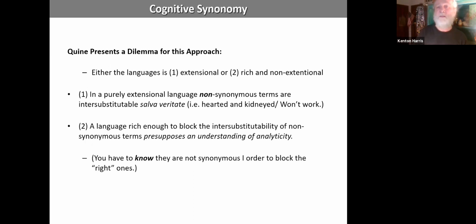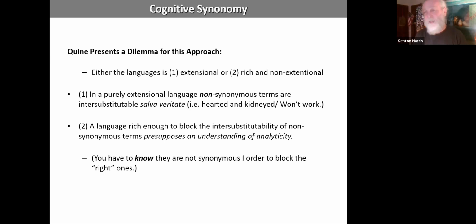But Quine presents a dilemma for this approach. Either the languages are extensional, or they're rich and then non-extensional. In a purely extensional language, non-synonymous terms are substitutable salve veritate, right? So remember we talked about the fact that if all we're talking about is the reference class of the thing, and we say, okay, that's what I mean, if I have two terms and they have exactly the same reference class, then they are synonymous.